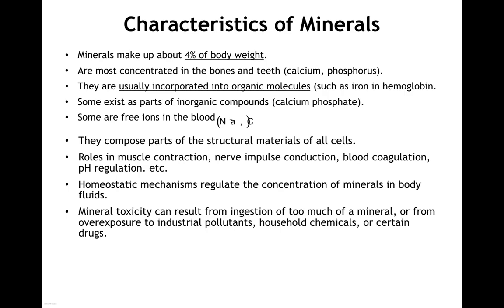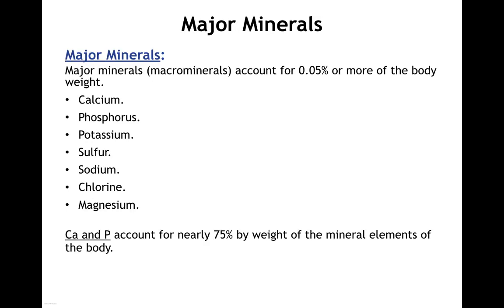They have roles in muscle contraction, nerve impulse, blood coagulation, pH regulation, some things we've already covered. And there are homeostatic mechanisms that regulate the concentrations of minerals in our body. Mineral toxicity is an issue. Too much of a mineral from overexposure can lead to problems. The major minerals, even though they're called macro minerals, account for less than 0.05% of the body weight. They would include calcium, phosphorus, potassium, sulfur, sodium, chlorine, and magnesium, and most of those are calcium and phosphorus.